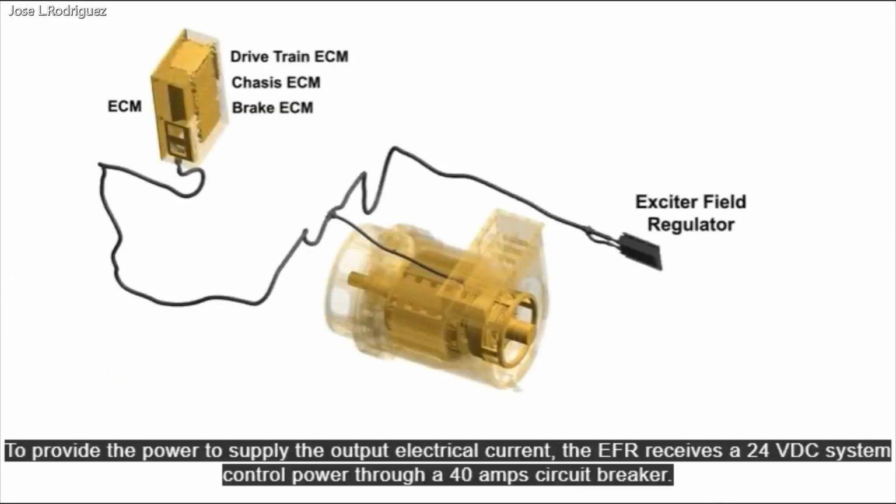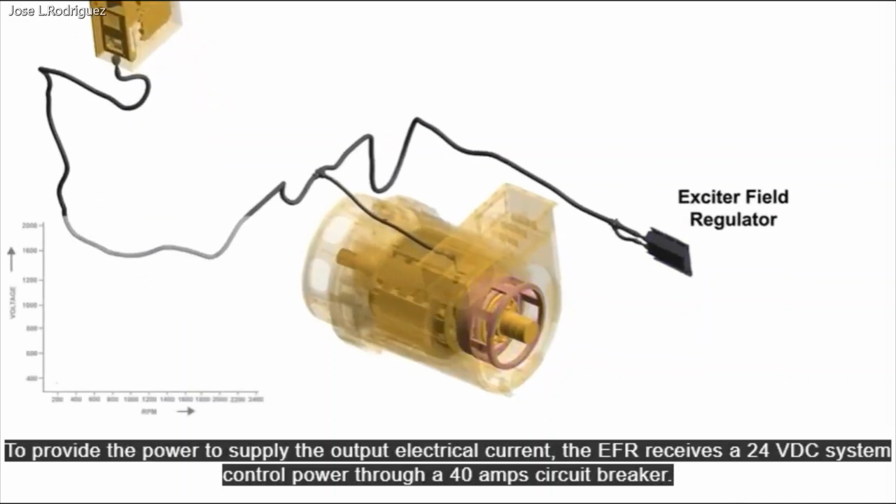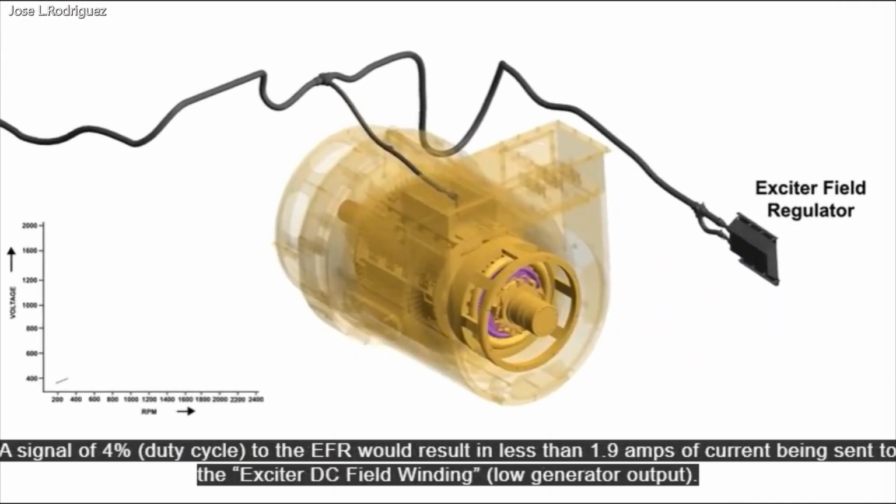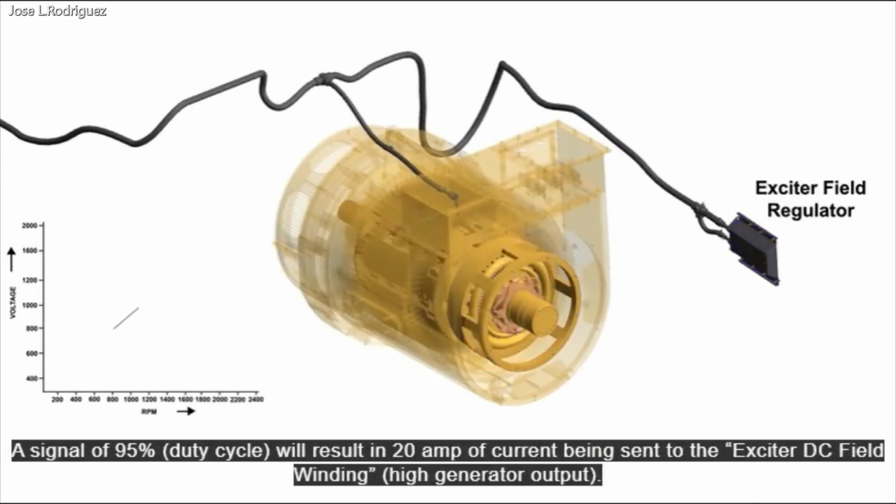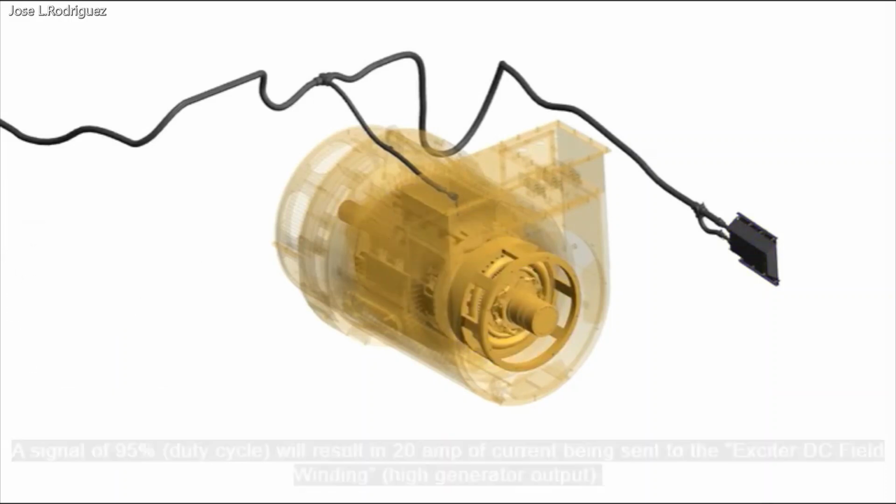To provide the power to supply the output electrical current, the EFR receives a 24 VDC system control power through a 40 amp circuit breaker. A signal of 4% duty cycle to the EFR would result in less than 1.9 amps of current being sent to the exciter DC field winding, low generator output. A signal of 95% duty cycle will result in 20 amp of current being sent to the exciter DC field winding, high generator output.